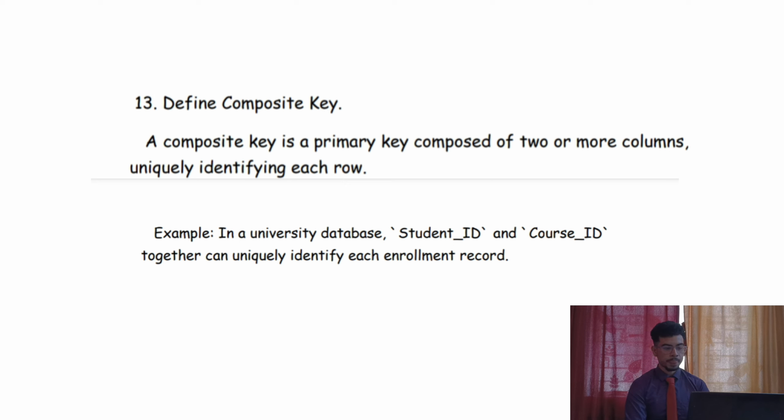Define composite key. A composite key is a primary key composed of two or more columns uniquely identifying each row. Example, in a university database, student ID and course ID together can uniquely identify each enrollment record.